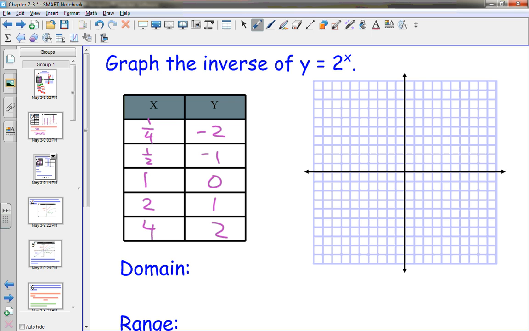Do we see that? Now, can I plot these points? Yes. So let's plot them. At 1/4, I am going to go down to -2. At 1/2, I'm going to go down to -1. At 1, I'm going to be at 0. At 2, I'm going to be at 1. And at 4, I'm going to be at 2. Do you see my lovely little ordered pairs there? If I connect those dots, what do they look like?